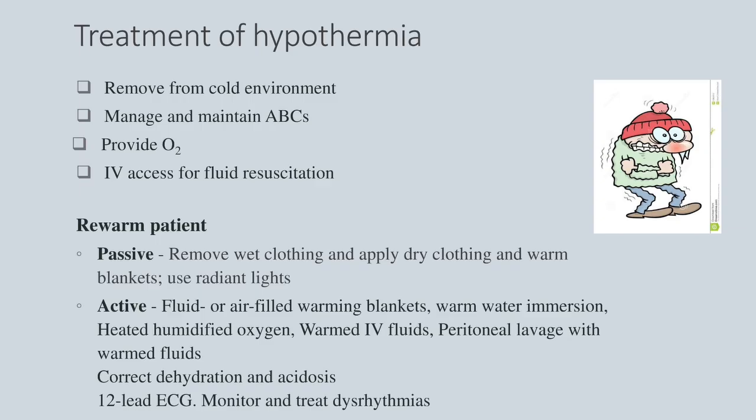Active rewarming, these are things that we really need to do in a hospital setting, like warmed fluids, the air-filled warming blankets like the Bair Huggers, warm water immersion with ECG monitoring, heated humidified oxygen, warmed IV fluids, peritoneal lavage with warmed fluids in extreme cases, correcting their dehydration and acidosis, and then monitor and treat dysrhythmias.